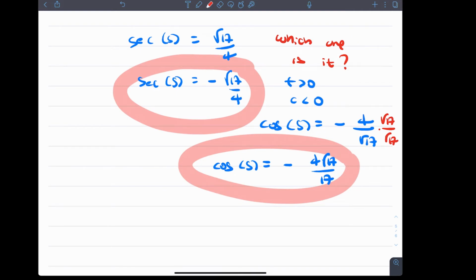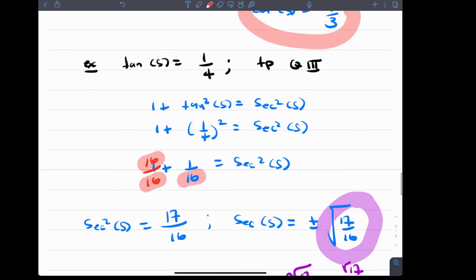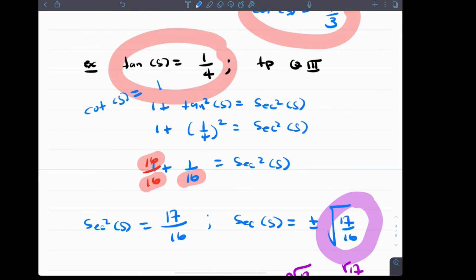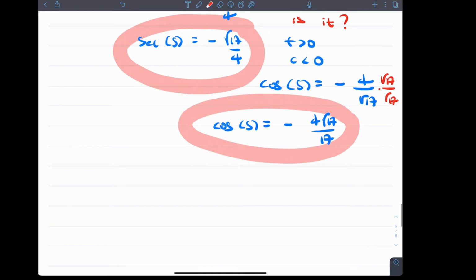Okay. And go back here since you have tangent is 1/4. What does that mean? Cotangent's what? It's 4 over 1, which equals 4. So you have that one too. 4. What do we need? What's missing? So how do we get sine? What do you guys think? How do we get sine?